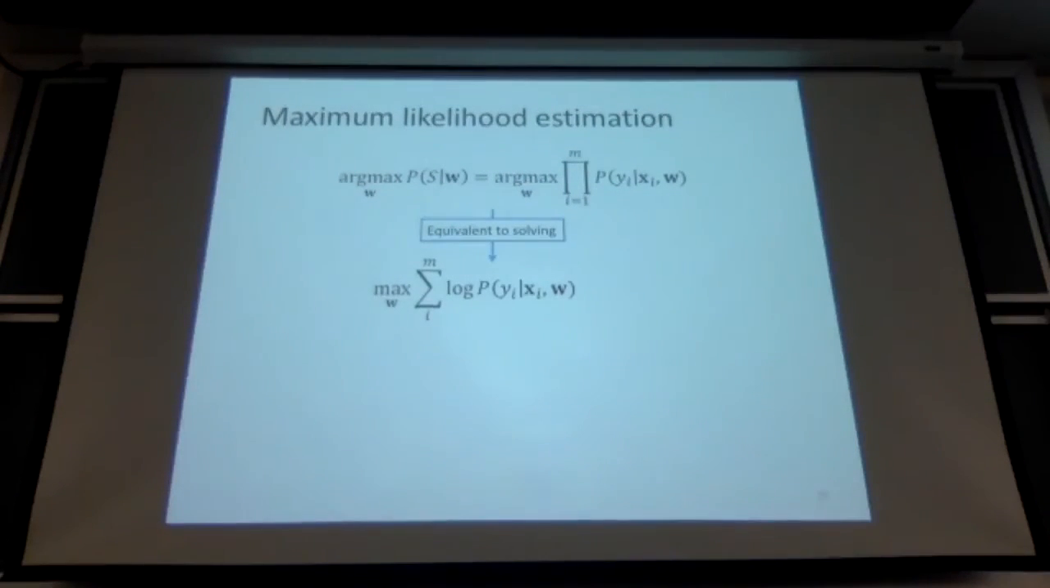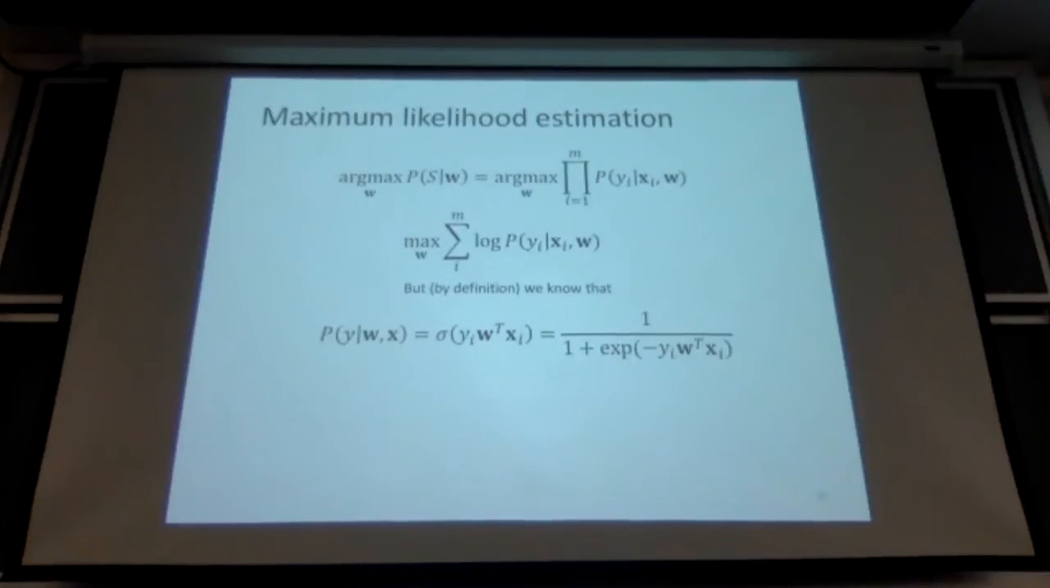So solving this problem is identical to maximizing the sum of the log likelihood of the data. Right? I've just taken the log of this thing and the product becomes a sum. Okay? So now we can actually start plugging in things.